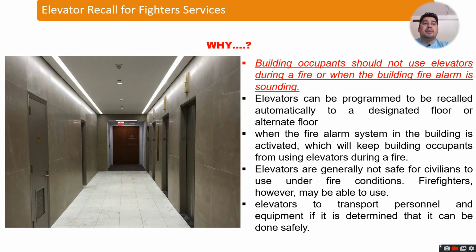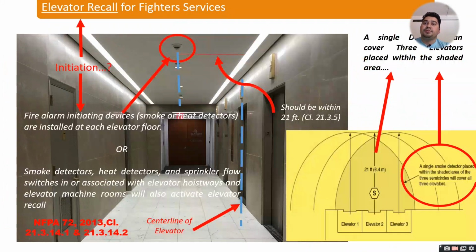When the fire alarm system in the building is activated, it keeps building occupants from using elevators during a fire. Elevators are generally not safe for civilians to use under these conditions. Firefighters, however, may be able to use elevators to transport personnel and equipment if it is determined that it can be done safely. Civilians, normal people, should not use them.